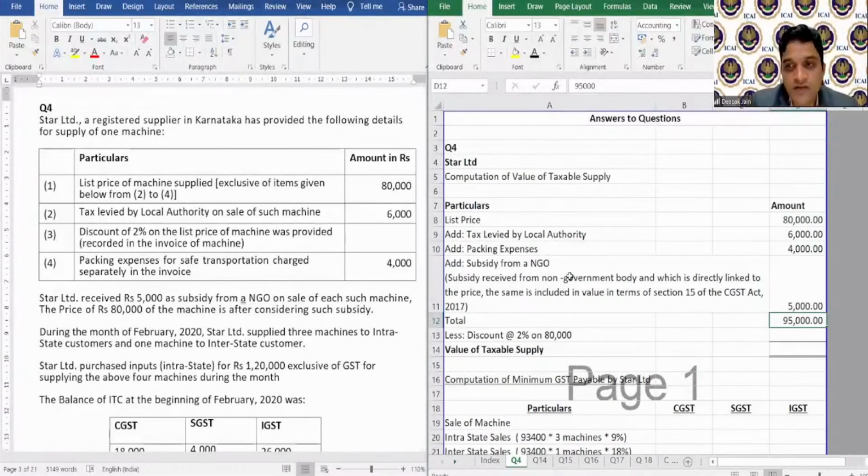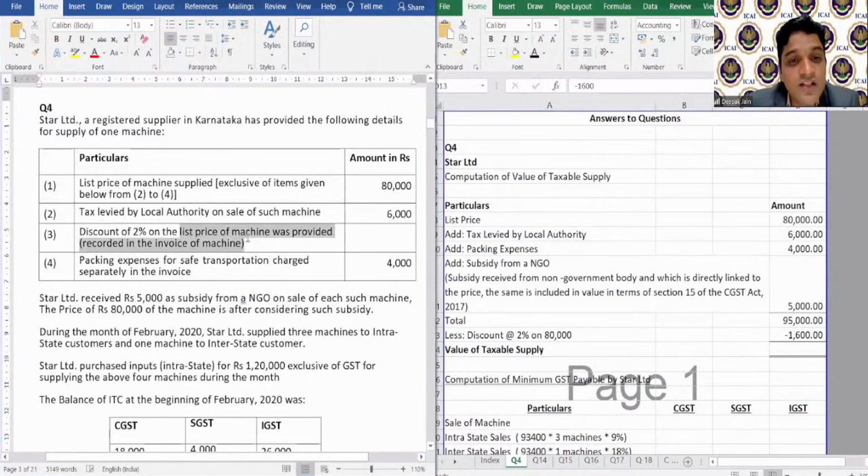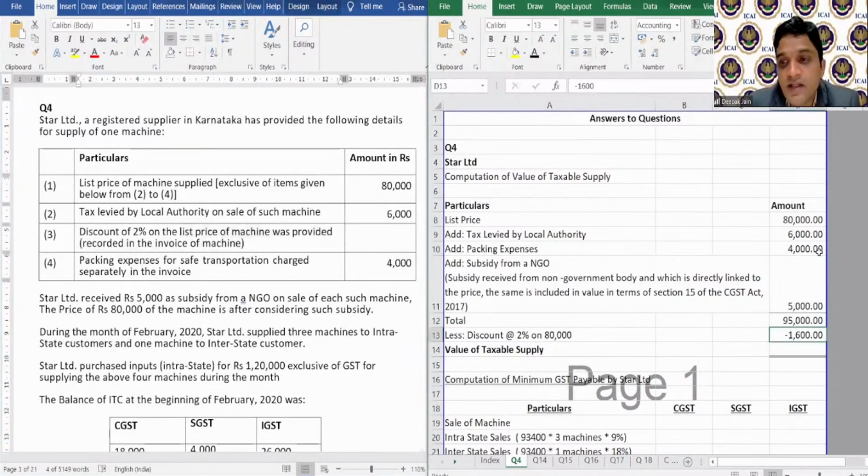So what is the total you arrive at? You arrive at 95,000 rupees. Now there is a discount of 2%. So we will reduce 2%. 2% of 95,000? 2% of 95,000 is not 1,600. It is 2% of the list price of the machine. The list price of the machine is 80,000. So we'll reduce a discount of 2% on the list price, which is 1,600.